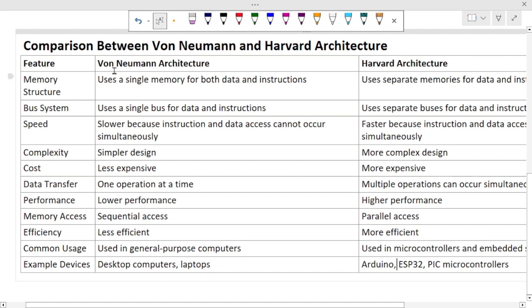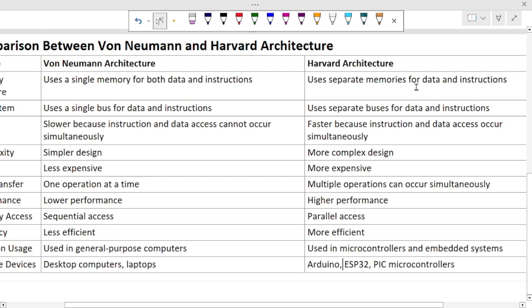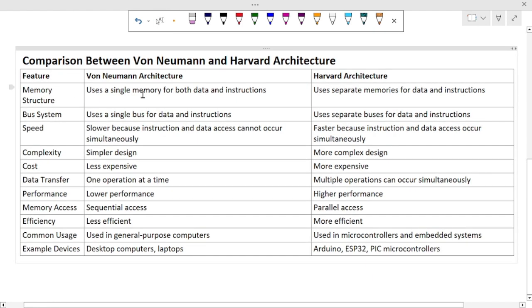Now, let's come back to the first one. Memory structure. Von Neumann uses a single memory for both data and instruction. Harvard architecture uses separate memory for data and instruction. I think this is the main difference between von Neumann and Harvard, this separation between memory for data and instruction. If you hold this in your mind, you will be able to get the other comparisons.